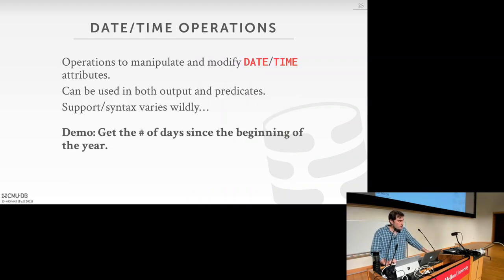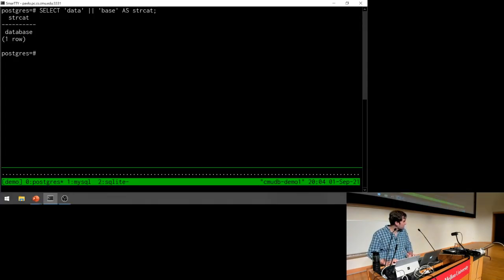So date and time operations is another whole dumpster fire of unique dialects. Date and time operations are obviously used to figure out the current date, differences between dates, how many days have passed, that sort of thing. You can use them both in the output and the predicates, and the syntax varies widely. So just as a quick demo here, I want to show how you get the number of days since the beginning of this year. Again, it seems pretty simple, but as we will see in a second, it is not.